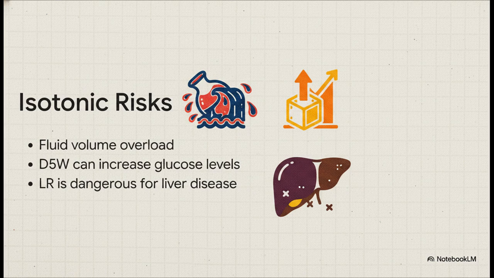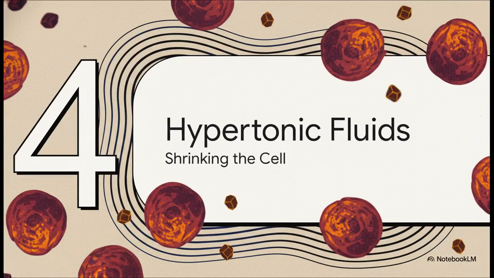Beyond that, because our shapeshifter D5W contains dextrose, it can cause an unwanted spike in glucose levels. And lactated ringers can be really dangerous for patients with liver disease. Why? Because a compromised liver just cannot convert the lactate in that fluid into bicarbonate, which leads to a whole host of further complications.